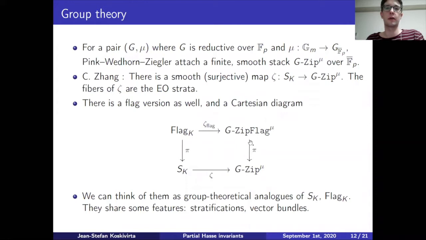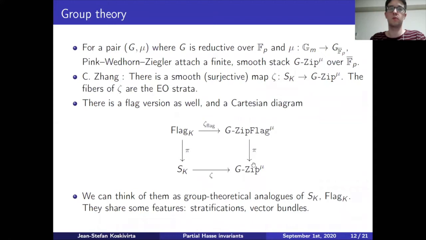Basically we can think of these objects on this side as group theoretical analogues of the Shimura variety and the flag space of the Shimura variety, right? And they have very similar features. For example, the stratifications that we have here, so the Ekedahl-Oort stratification and the flag stratification, they also exist on this side. And similarly, the family of vector bundles, so V of lambda that I defined on the Shimura variety, and the line bundles L of lambda on the flag space, they also exist here. So this is what I explain in the next slide.